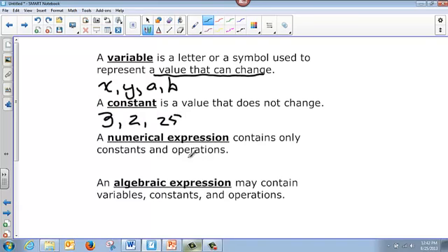Okay, a numerical expression simply contains constants and operations. Operations being plus, minus, divided by, multiply, all of those things. Any combination of operations and constants is considered a numerical expression. Let's say 3 plus 6. That is a numerical expression. An algebraic expression may contain variables, constants, and operations. So 3x plus 6 is an algebraic expression. Okay?